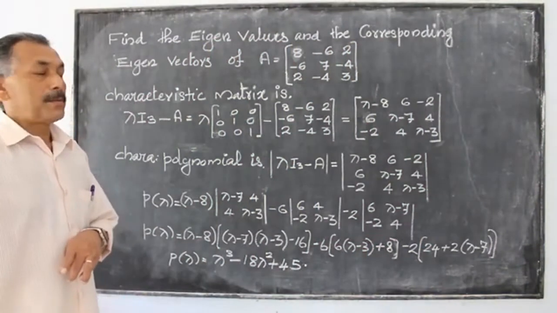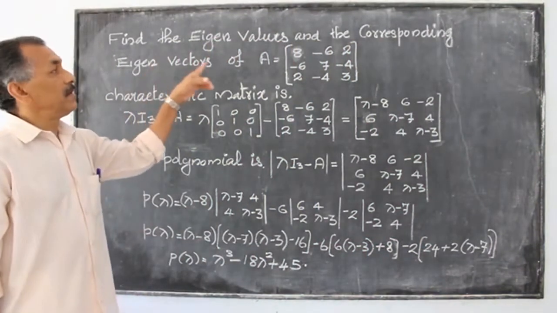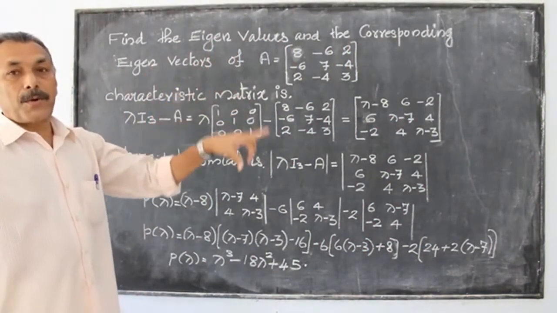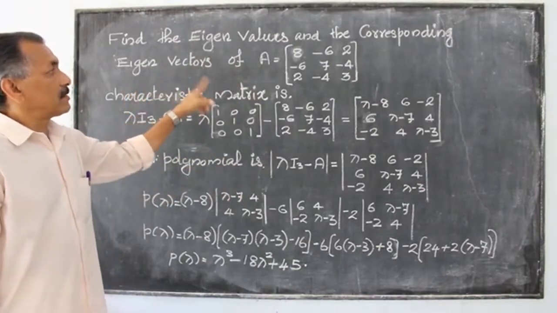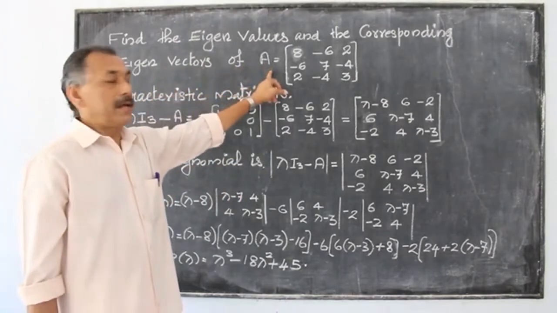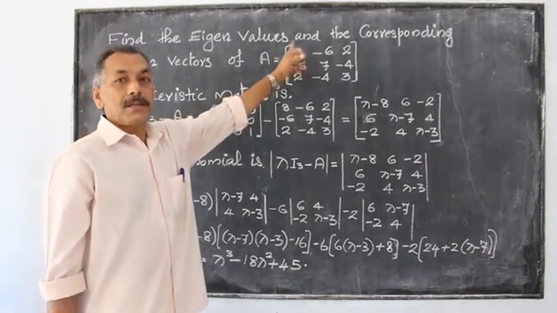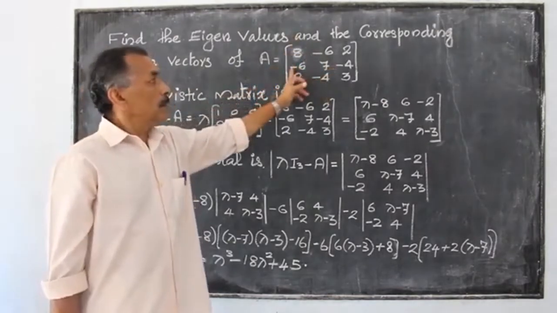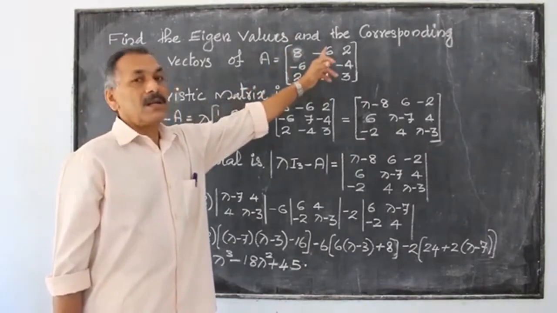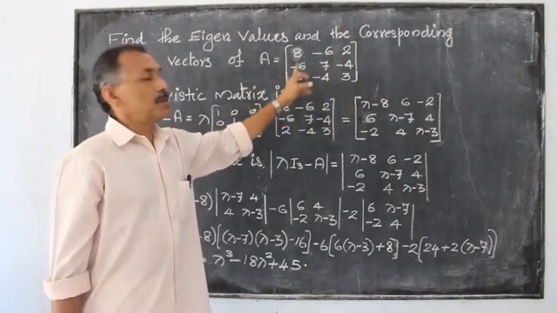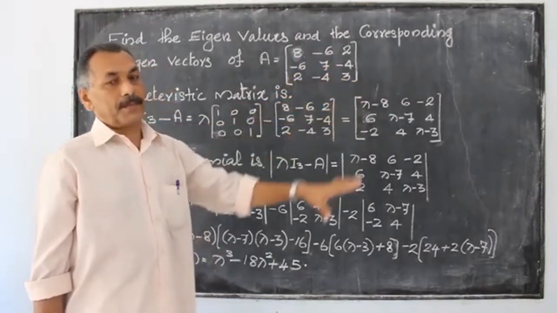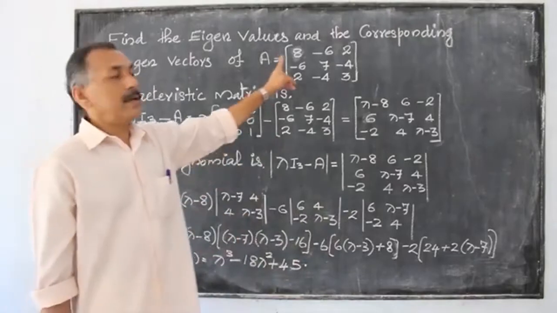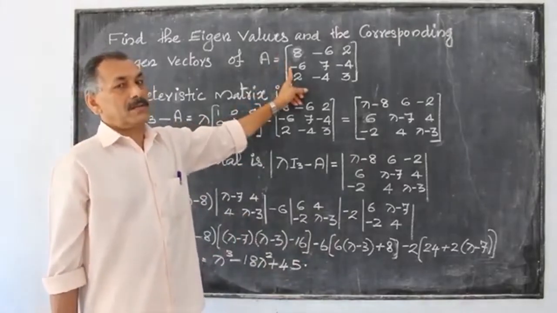Now consider this problem. Find the eigenvalues and the corresponding eigenvectors of the matrix A equal to [8, -6, 2; -6, 7, -4; 2, -4, 3]. You see, A is a 3 by 3 matrix.